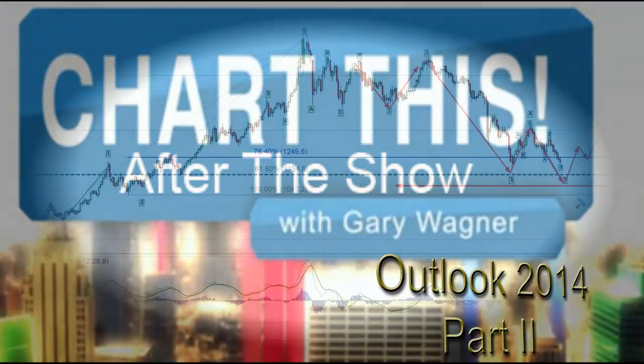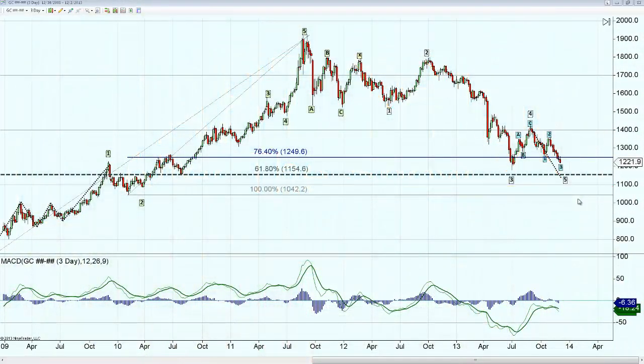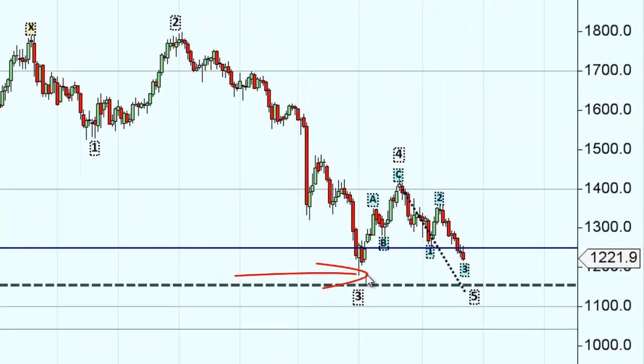Now there is another way, another model that we can look at in which we can look for a bottom in the market much closer to the current lows that we've seen at 1181. Of course, we had the low of 1211, so roughly $30 shy. And this particular pattern is basically called a flat, in which you have 3 and 5 have equal lows.